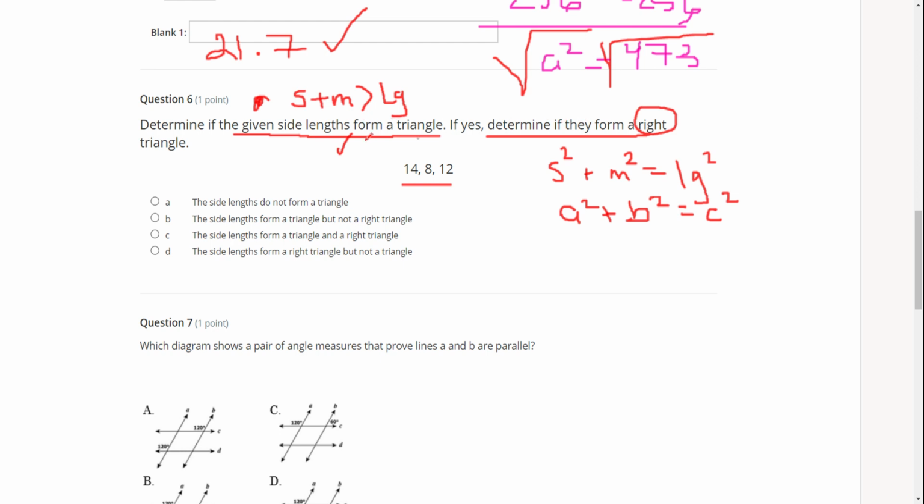It is very easy to get these confused if you don't read that little word right. Okay. So this is a triangle. Is it a right triangle? No. It is not. So I think that's choice B.